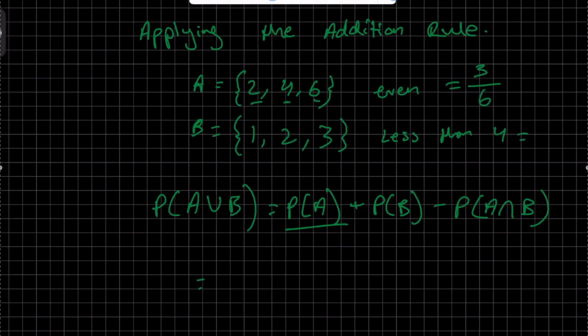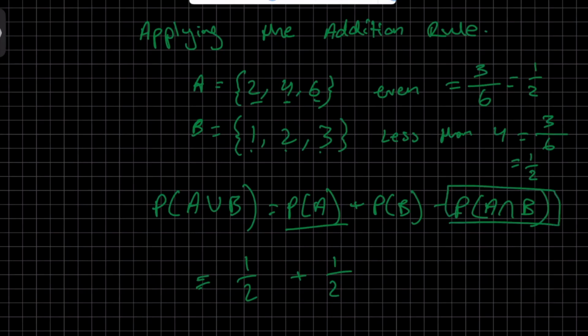Same thing over here. Our probability of B would be the number of outcomes in this event. So that's 3 divided by the number of outcomes in our sample space, which would be 6. These can be written as 1 over 2 if we simplify the fraction. Okay, so now we're left with the probability of A being a half plus the probability of B being a half as well. Now, how do we determine the probability of A and B occurring?